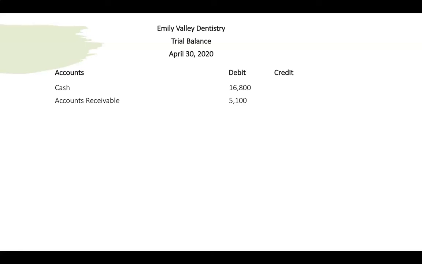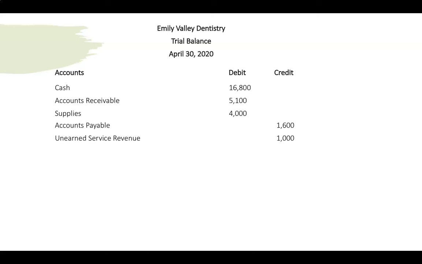Then accounts receivable with its balance of $5,100, supplies with its balance of $4,000. Those were our three assets that we had in this example. So then we can move on to our liabilities. We had accounts payable, which has a credit balance of $1,600. And then we had unearned service revenue, which has a credit balance of $1,000.